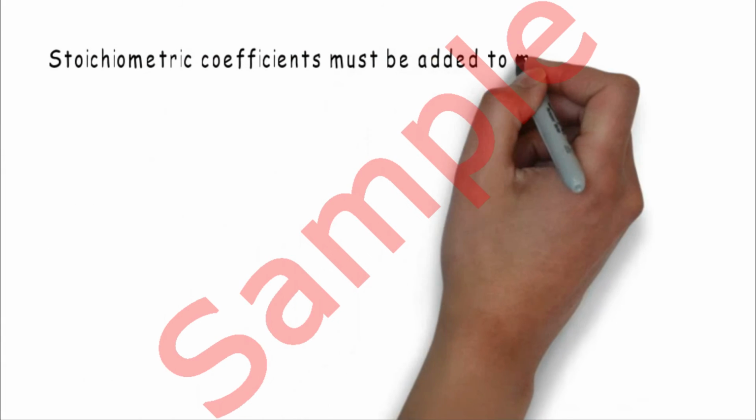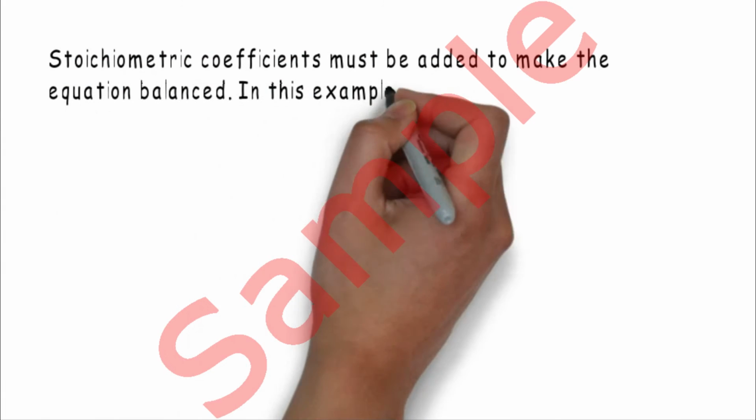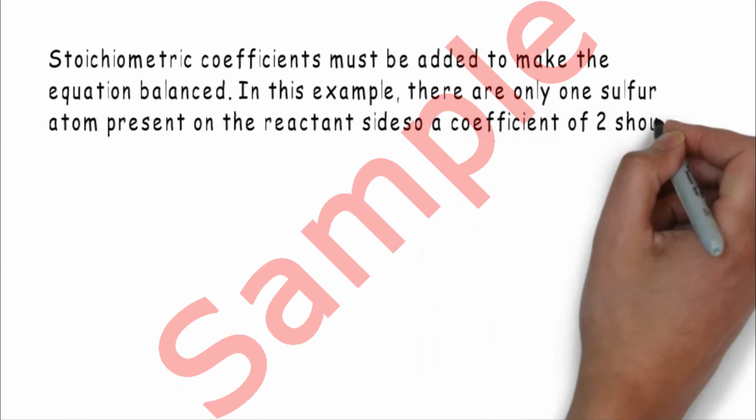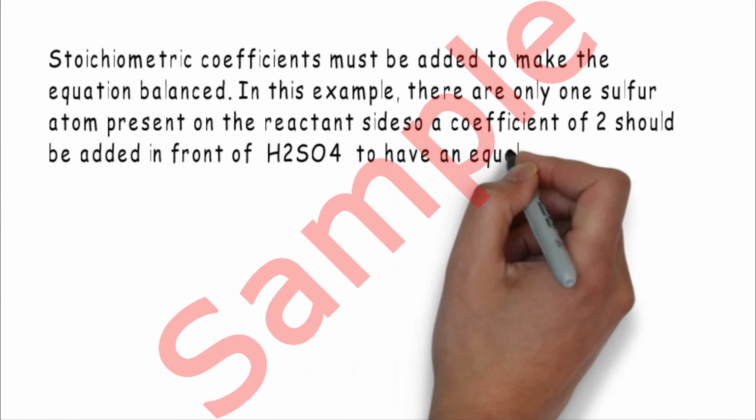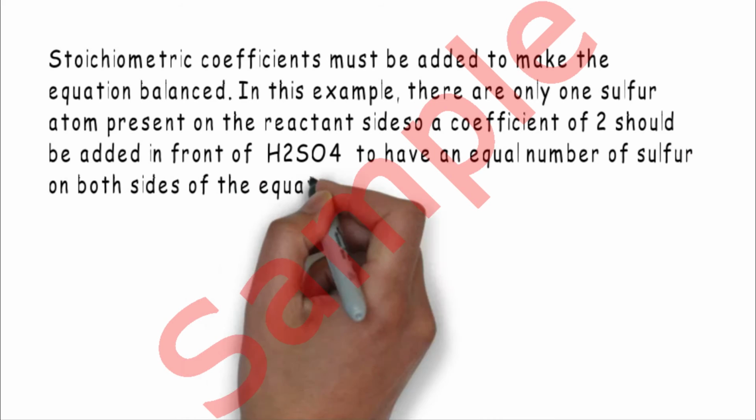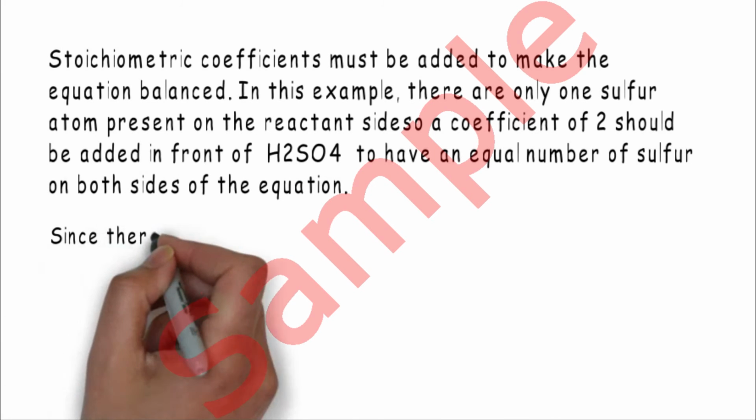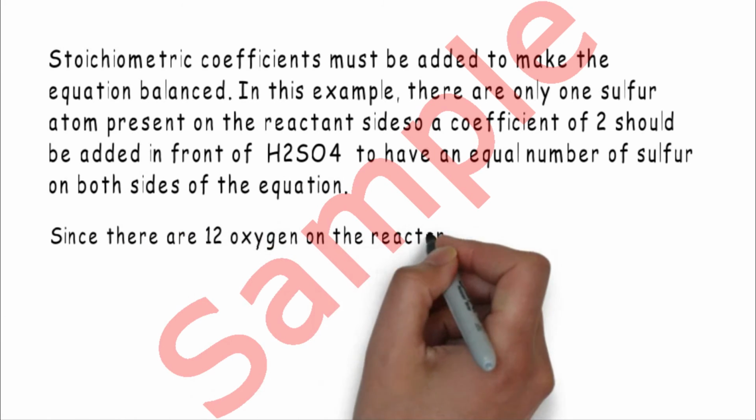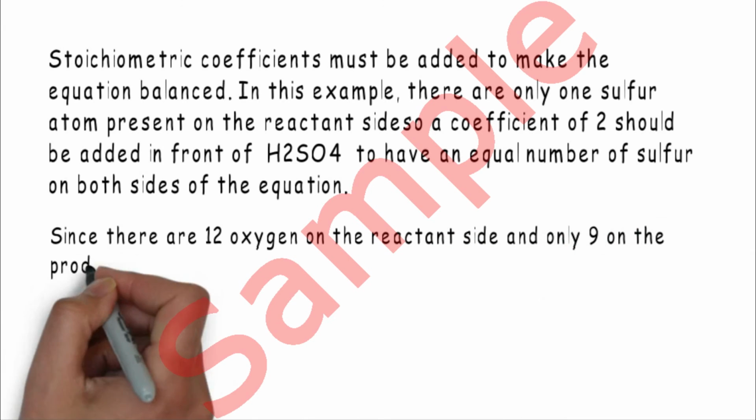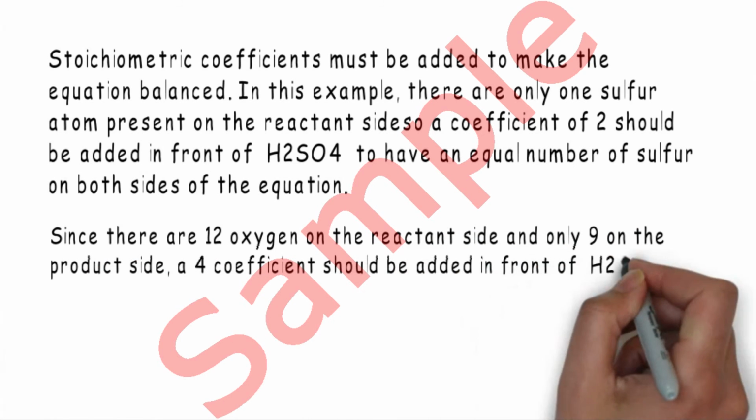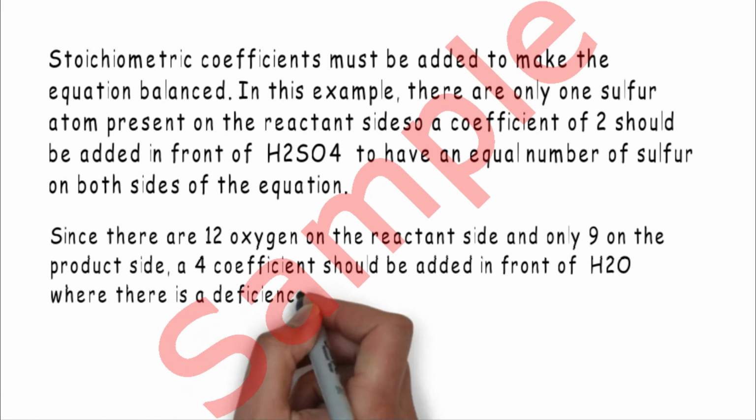Stoichiometric coefficients must be added to make the equation balanced. In this example, there is only 1 sulfur atom present on the reactant side, so a coefficient of 2 should be added in front of H2SO4 to have an equal number of sulfur on both sides of the equation. Since there are 12 oxygen on the reactant side and only 9 on the product side, a coefficient of 4 should be added in front of H2O where there is a deficiency of oxygen.